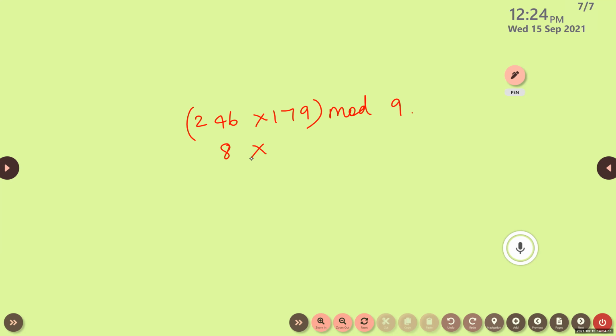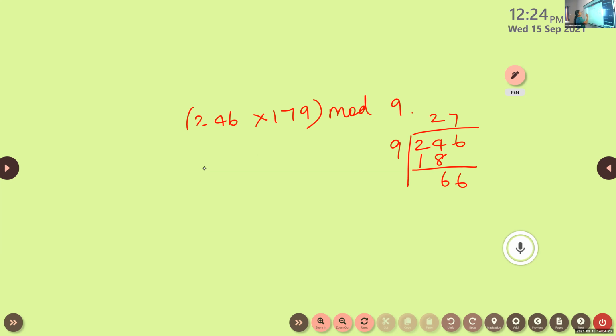Ma'am. Yes. 3. Which one? First one. 246 when you divide by 9, what is the remainder? 3. 9 twos are 18. Balance is 66. Yes, you'll get 3 only here.